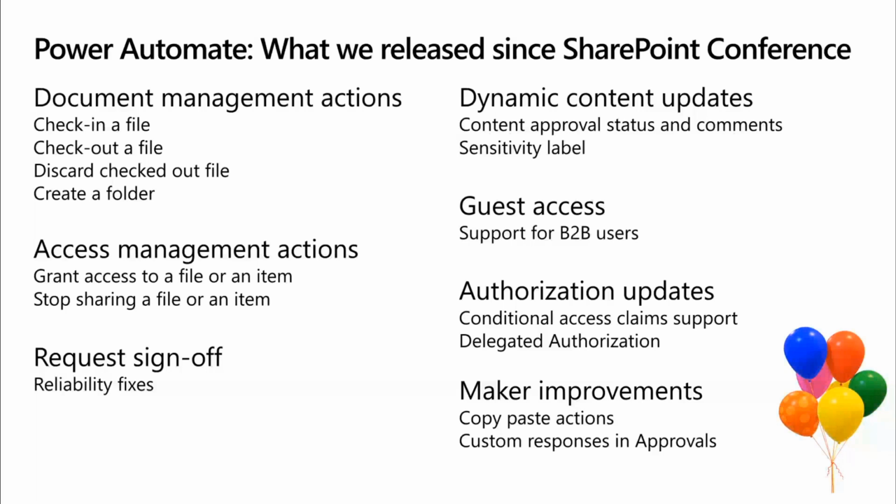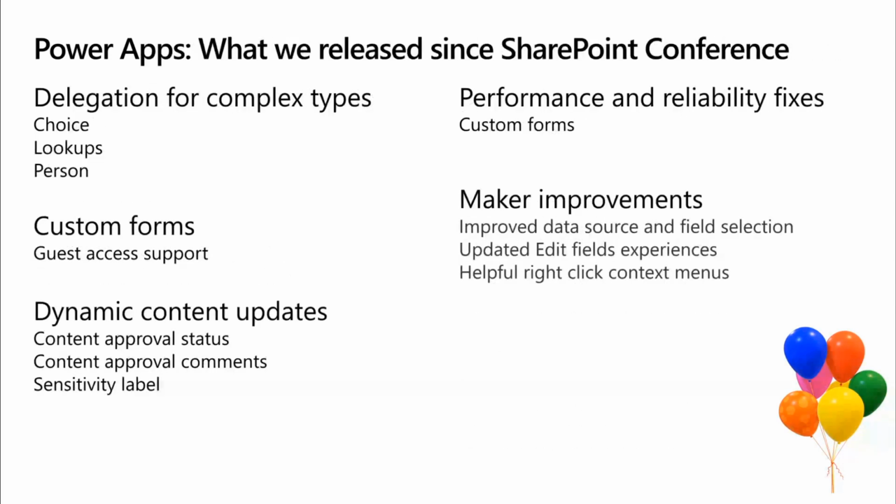So we did all of those improvements in Power Automate. Power Apps, we released the delegation for complex types, choice, lookup, person. We also have guest access support for custom forms. So if you invite a guest user to a site, the custom form will work for them if they are invited to collaborate on a list. And finally, we have the maker improvements. I think it's really improving the user experience for makers to do the things they want to do in the Power App Studio.